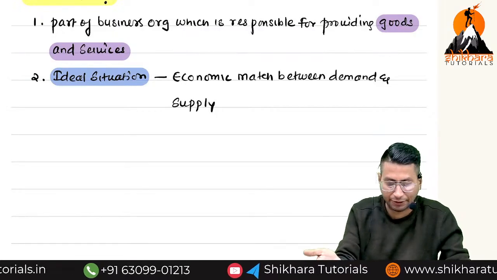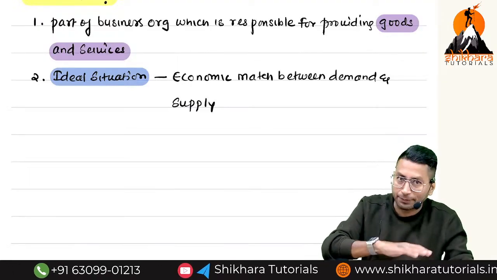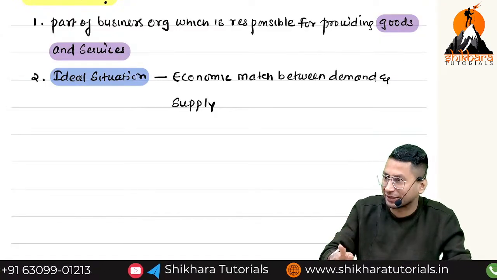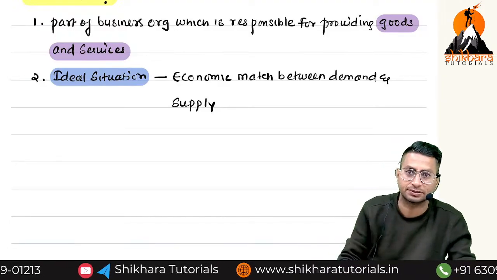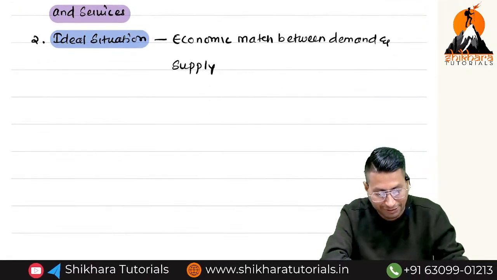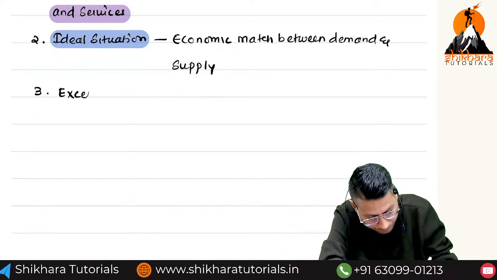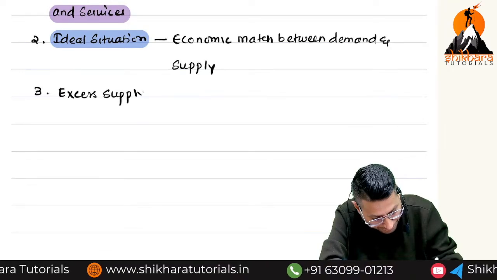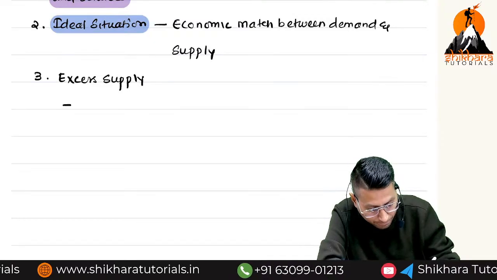Otherwise, what will happen? If demand is more than supply, then there is underproduction. If demand is less than supply, then there is overproduction. In both cases, the company might face losses, or its profits might decrease. So you should make sure that if there is excess supply, it will be wasteful.